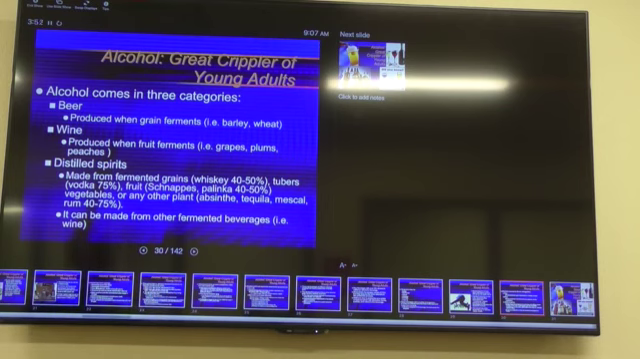Distilled spirits are the third type of alcohol. It's made from fermented grains, tubers, fruit, or vegetables, or any other plant. A good example of fermented grains would be whiskey. It's 40 to 50% alcohol. Vodka is made out of potatoes or tubers. Sweet potatoes sometimes, not very often. Usually it's potatoes.